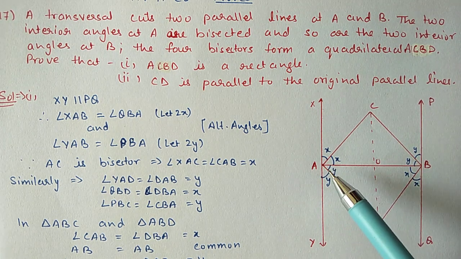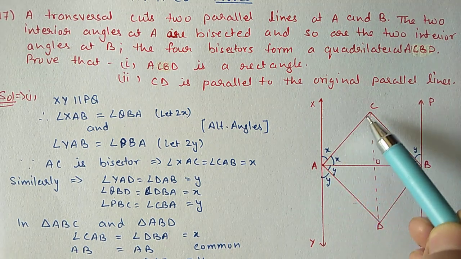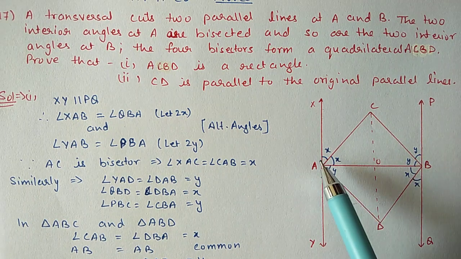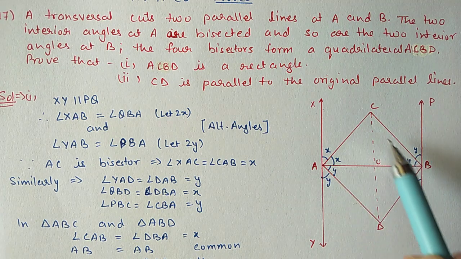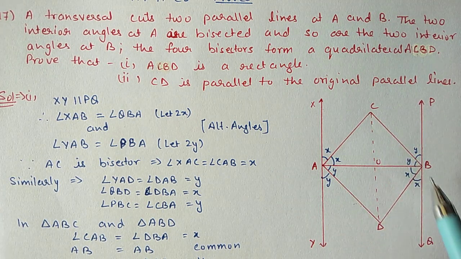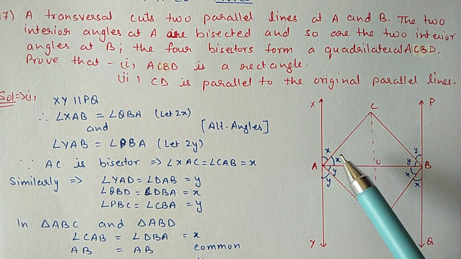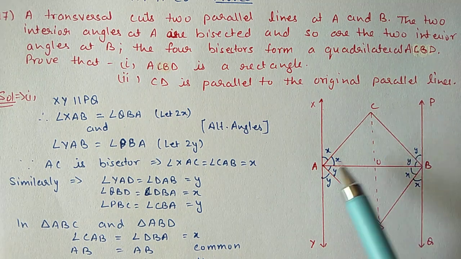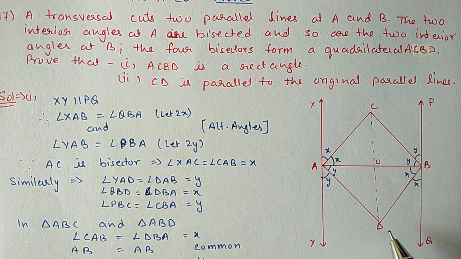Then next, all the four angles: this angle XAB we have to bisect, then this side also, angle YAB we have to bisect. Here also PBA we bisect, and QBA also we have to bisect. And these bisectors AC and BC meet at C, and in this direction they meet at D. Now we have to prove that it is a rectangle.